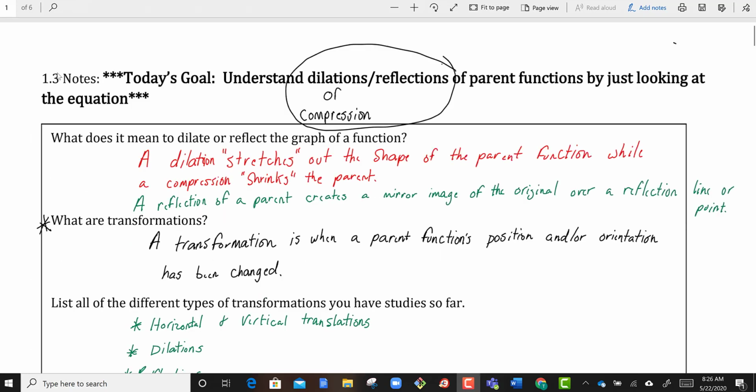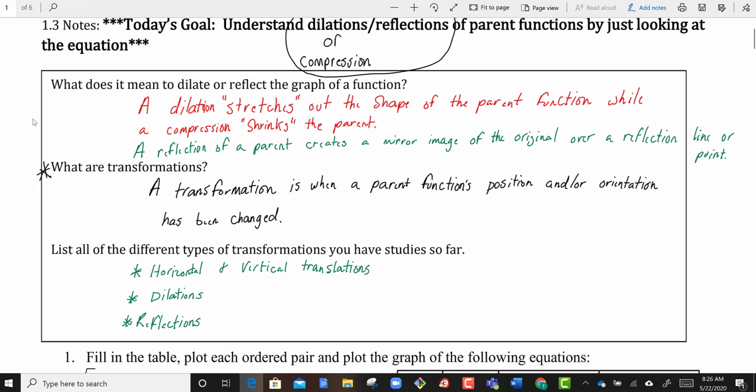All right, so today's goal is to understand really three words: what a dilation is, or a compression, and also a reflection. We've talked about vertical and horizontal translations, and now we're adding in a few more transformations. So we have the word transformations defined here. Transformation is when a parent function's position or orientation has been changed. And the three new transformations we're adding in today are dilation, compression, reflection.